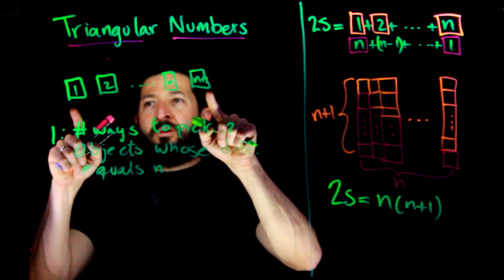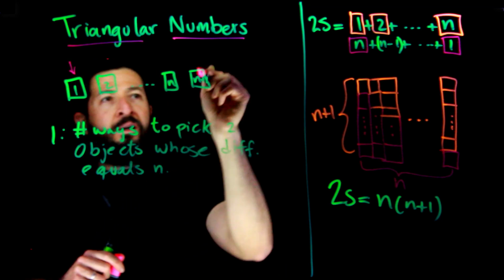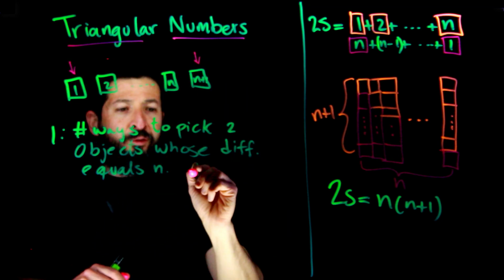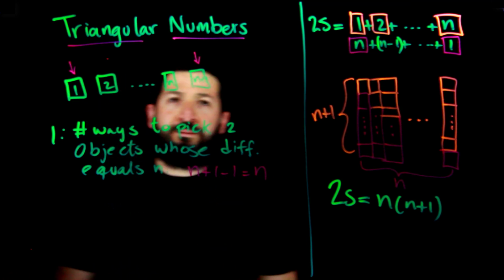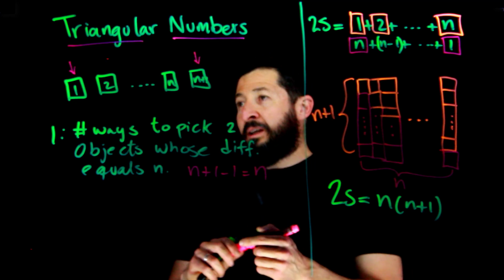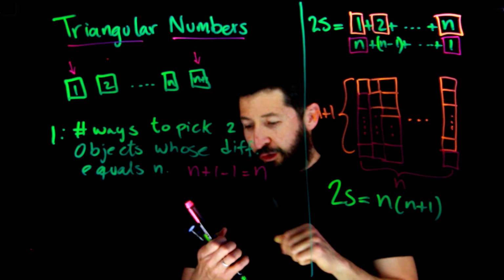Well, the only 2 options I have in that case are going to be 1 and n plus 1, because n plus 1 minus 1 equals n. That's it. Those are my only options, and that gives me 1. So I'm adding the first term.